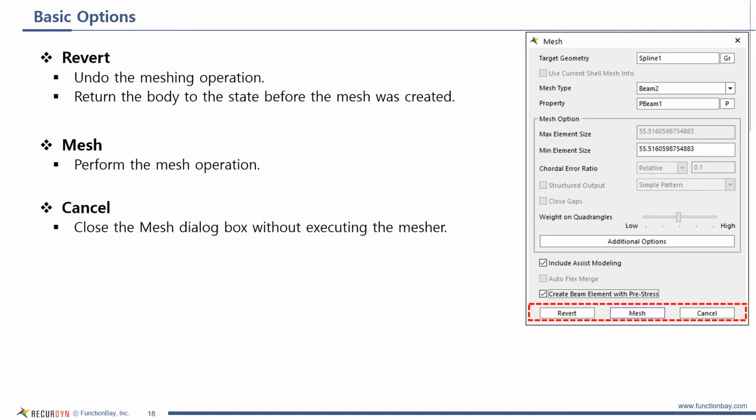There are three buttons at the bottom of the dialog box. The revert button returns the mesh to the state before the mesh was created. This is like undo. It undoes the mesh operation. The mesh button executes the mesher, and the cancel button closes the dialog box without executing the mesher.